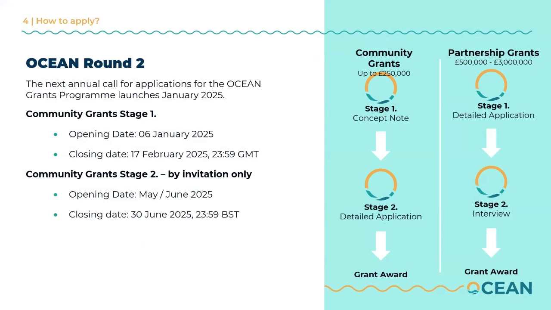The Community Stage 1 call for applications is now open and will close on the 17th of February. Community grants go through two stages. The first, the concept note, which can be submitted through FlexiGrant anytime between now and the 17th of February. And stage 2, which is a more detailed application, will be open around May, June 2025 by invitation for those who have made it through stage 1.